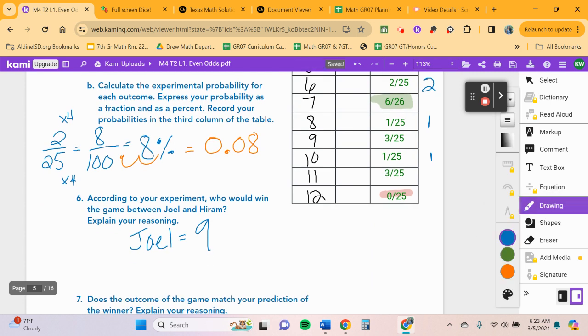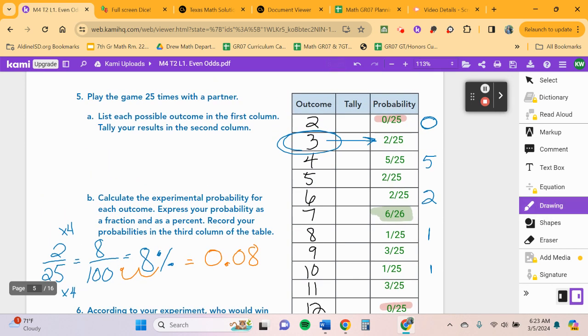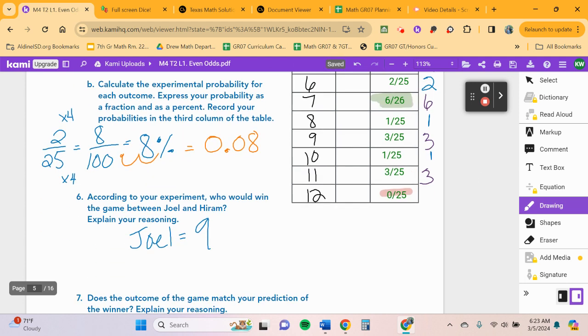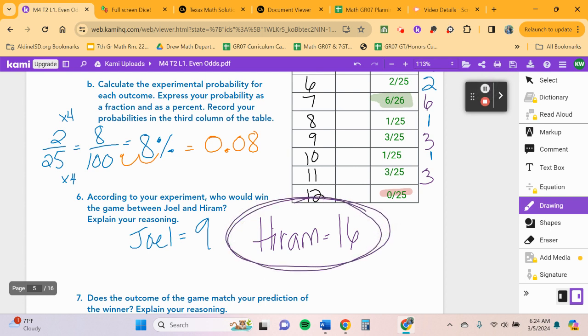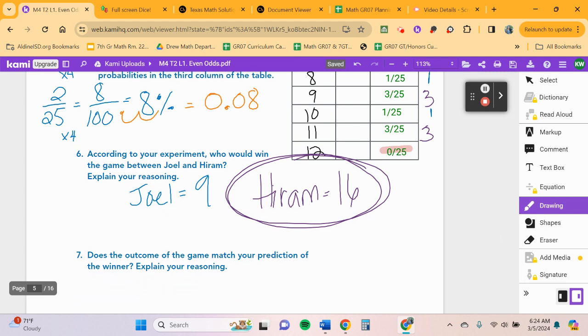And for Hiram, let's use a different color. So 2, 5, 2, he rolled a 7 6 times, a 9 was rolled 3 times, and 11 was rolled 3 times. So 3, 6, plus 6 is 12, 13, 14, 15, 16 for Hiram. So Hiram would win this game because the sum of those dice were rolled 16 out of 25 times.